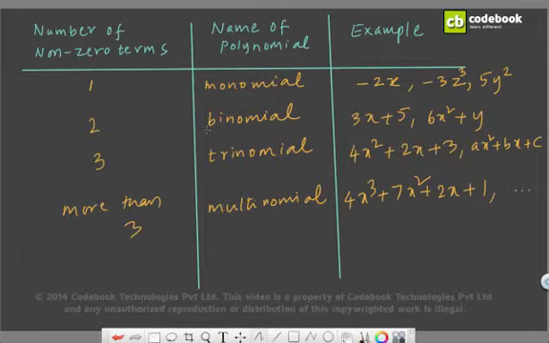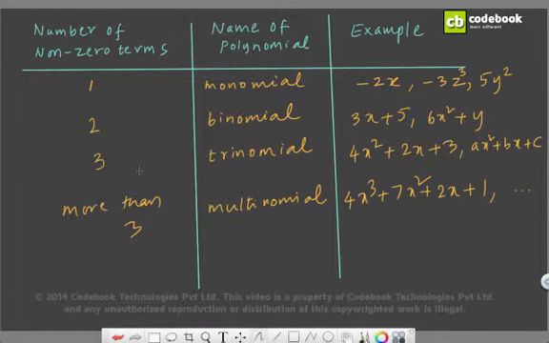Similarly, if there are two non-zero terms in the polynomial, it's called a binomial. The examples are 3x + 5, 6x² + y. Again, if you observe here, there are two terms in the polynomial, and the degree of the polynomial could be basically anything other than a negative number.